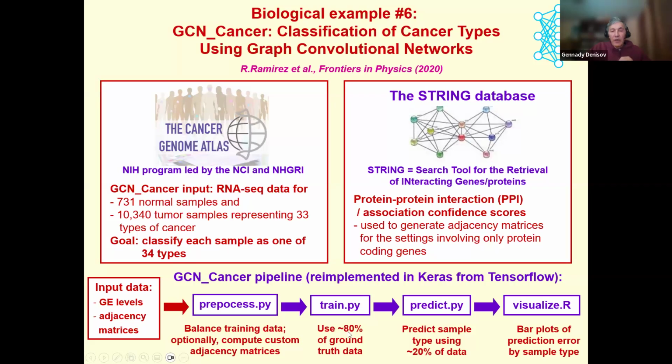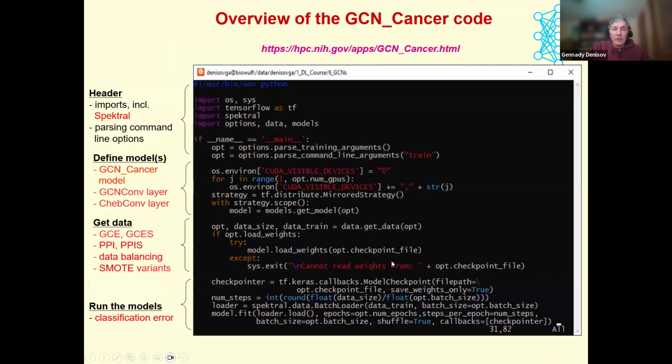The train.py executable performs training of the model on approximately 80% of the ground truth data. The predict executable performs predictions of the labels for the remaining 20% of the data, and visualize produces some plots, normally bar plots of prediction error for different sample types. Any questions about this slide? Yeah. Produce the next slide.